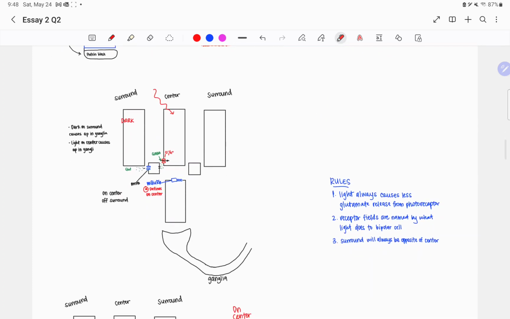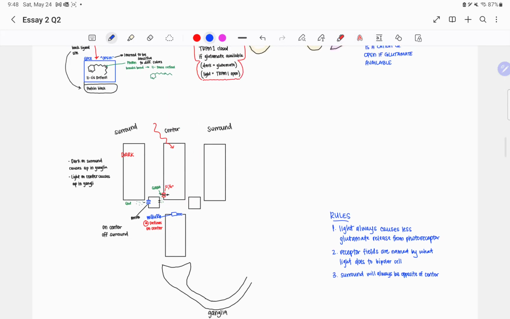We're going to talk a little bit about another phenomenon, how the center neuron or center photoreceptor responds or acts on the bipolar cell. Okay, now this is called a receptive field.